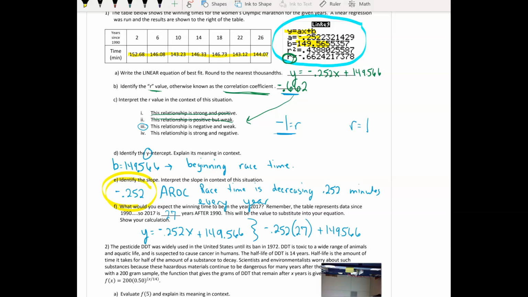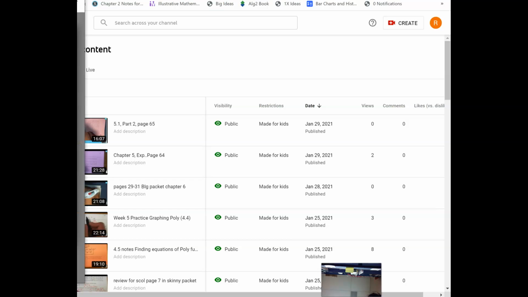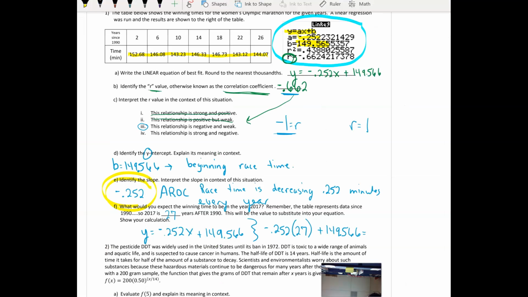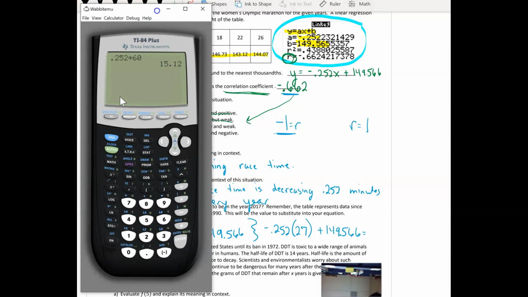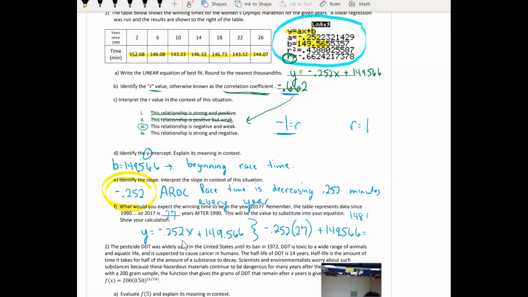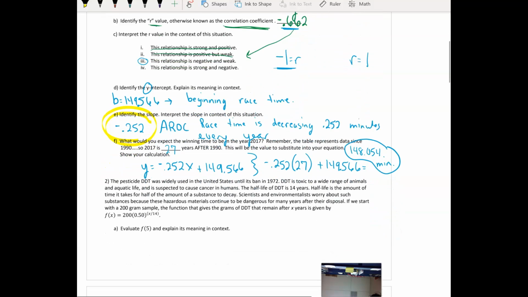And I realized my decimal did not show up very well here. So if I bring the calculator back in, sorry, you can't see what you need to see. Then I'm just going to type that in. So I'm going to do negative 0.252, in parentheses I'll put the 27, and then I'll just add the 149.566. And so from there, I can see that the race time will eventually be 148.054. So find a space to write that, and I am going to label it minutes. Squish that in there.